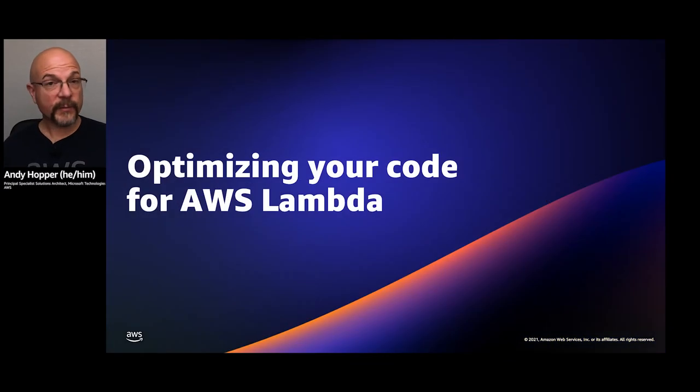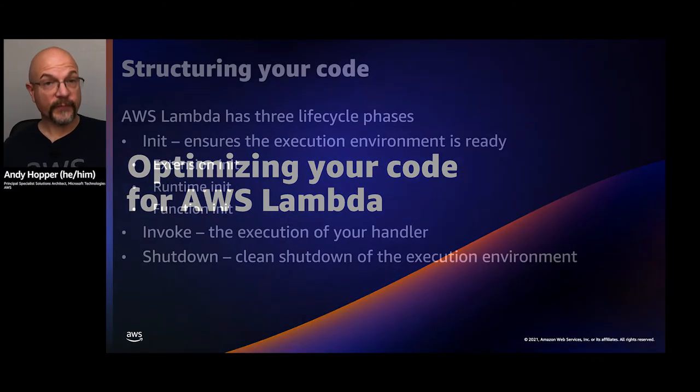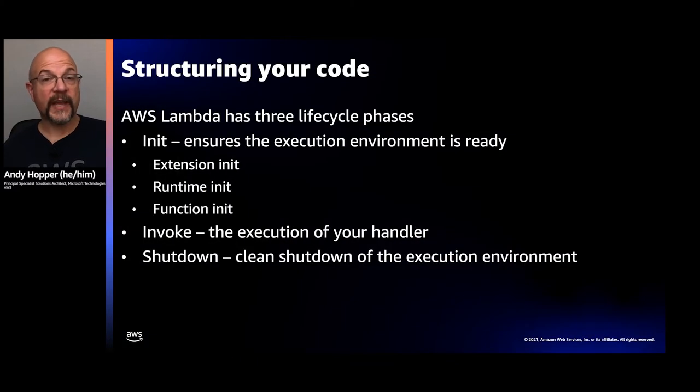So with all this in mind, let's talk about how we can put all this in practice and actually optimize our Lambda code to get the most performance. The first thing we should be paying attention to is how the lifecycle of Lambda actually works. I mentioned you're going to provide a zip file or an image, and as Lambda is spinning up instances of your code, the very first thing it's going to do is initialize your application's code.